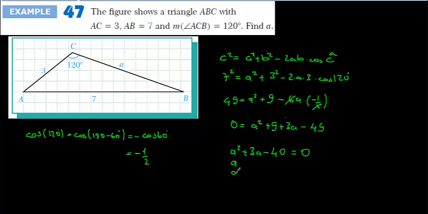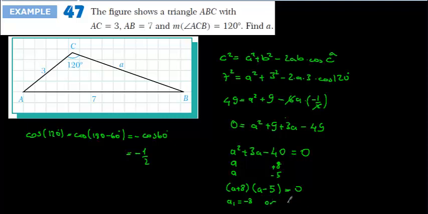So when you factorize, this is going to be a, and here 8 times 5, and I'm going to put 8 as the bigger one because the difference is 3, and the multiplication result is minus 40. So a plus 8 times a minus 5 is equal to 0. So a1 is equal to minus 8.